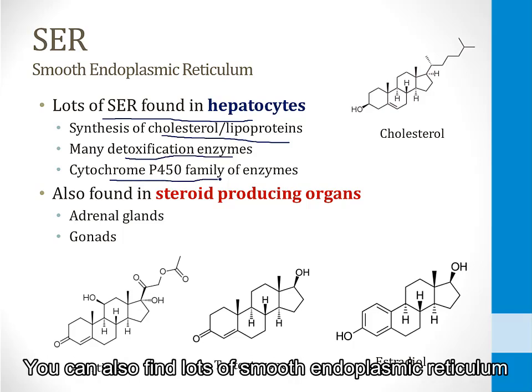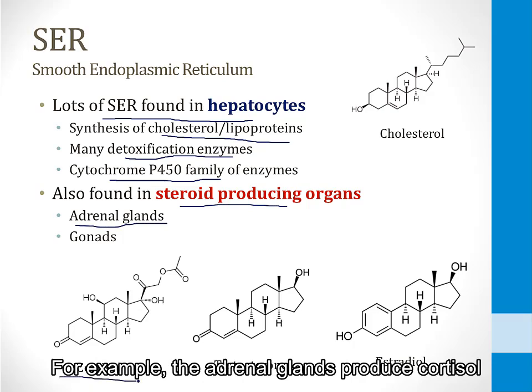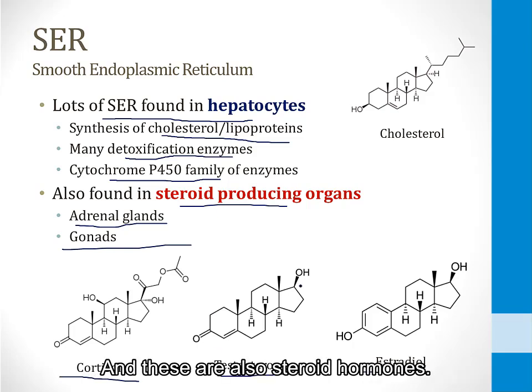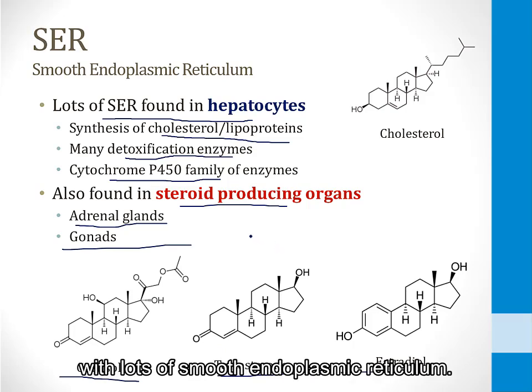You can also find lots of smooth endoplasmic reticulum in organs that produce steroid hormones. For example, the adrenal glands produce cortisol, which is a steroid hormone, and the gonads produce testosterone and estradiol, and these are also steroid hormones, so therefore these organs tend to have cells with lots of smooth endoplasmic reticulum.